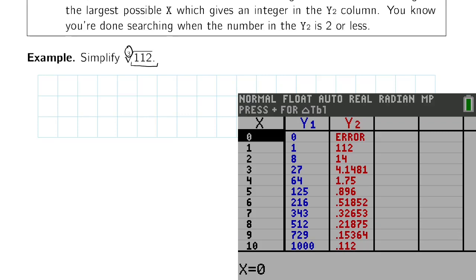112 divided by 0 gives me an error. That's to be expected. 112 divided by 1 is 112. That's fine, but a factor of 1 isn't useful. 112 divided by 8 is 14. A factor of 8 is useful. 27 isn't a factor because I have 4.1. 64 isn't a factor, I have 1.75. And 1.75 is less than 2. So I'm going to stop there.